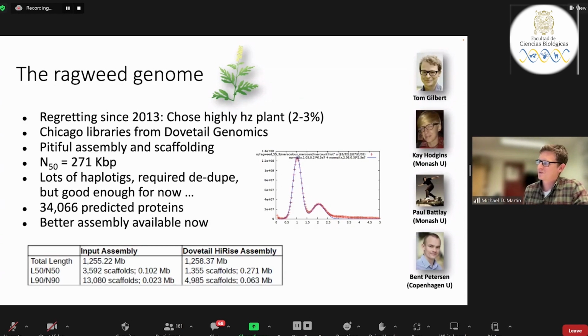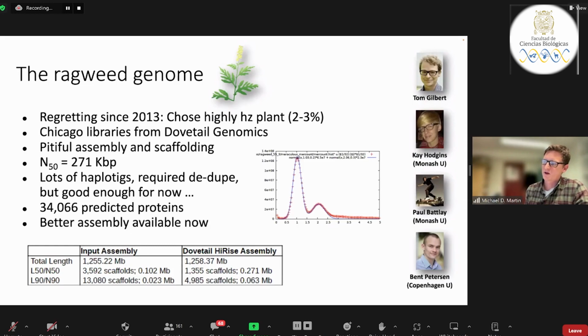And regrettably, we chose a very high heterozygosity individual, which caused a lot of downstream problems. We basically had a very low quality genome. But the plant actually is highly heterozygous. Between 2 and 3 in 100 base pairs is heterozygous in one individual. That's 20 to 30 times the amount of heterozygous sites that you find in a human genome, for example. So it's a difficult genome to put together.